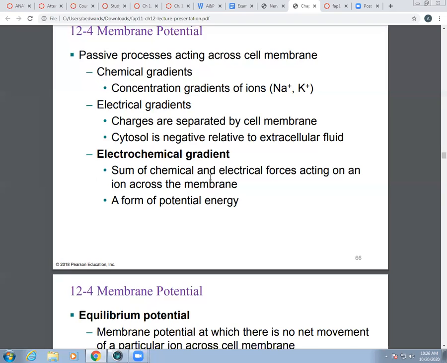Now, if you sum all of the chemical and electrical forces acting on some ion across the membrane, we call that the electrochemical gradient. It serves as a form of potential energy, in the sense that that difference in charge could have a result. So it's potential energy.